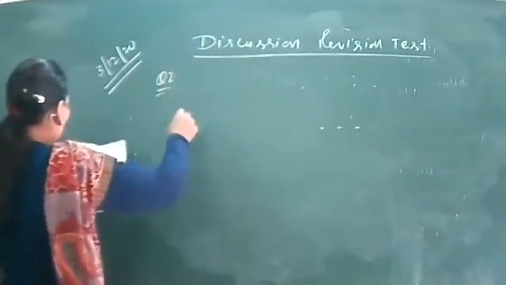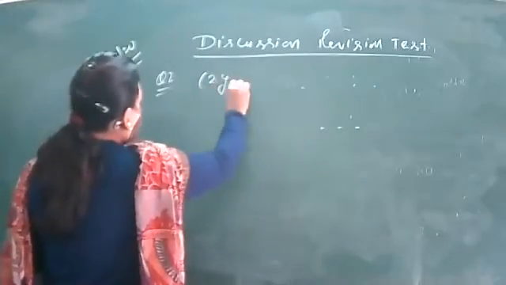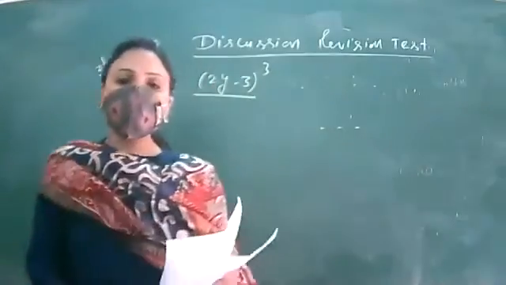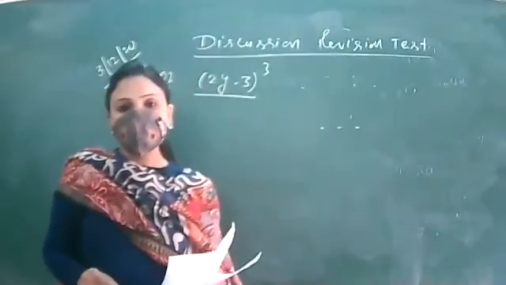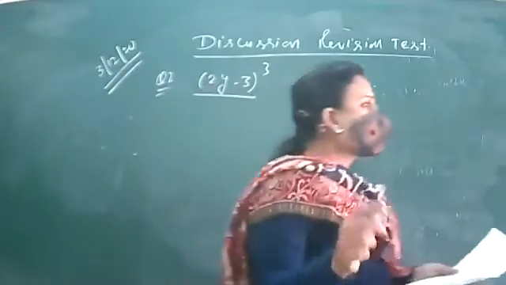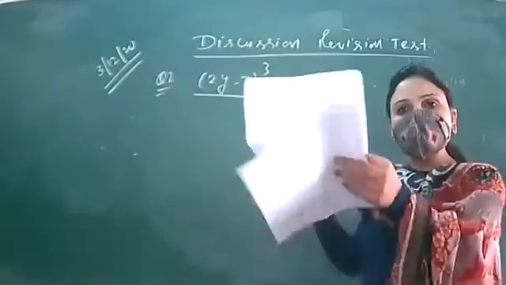write the coefficient of y in the expansion of 2y minus 3 whole cube. Write coefficient of y in the expansion of 2y minus 3 whole cube. Suppose it is written like write the coefficient of y from here. What is the answer?